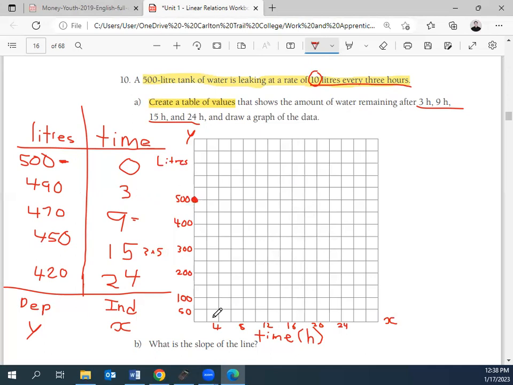Same thing when my x is 3, which is about right here. I know that it goes up to 490. Now, it doesn't tell me where 490 is, so I'm just going to do my best guess. It's not going to be perfect. That's okay. And same thing when my x is 9, which is about right here, my liters are 470. There's no 470 on there. So again, you're just doing your very best guess.